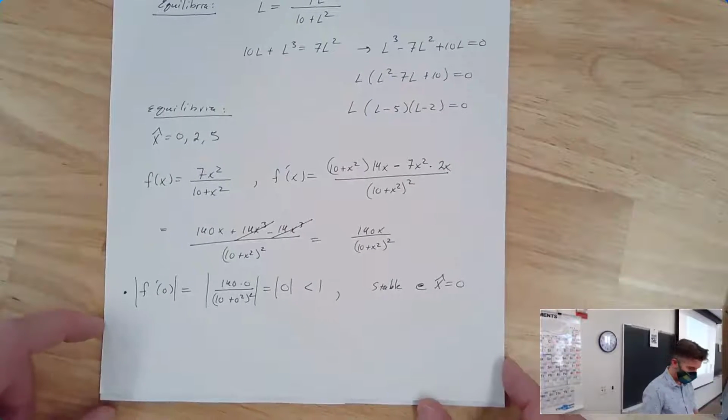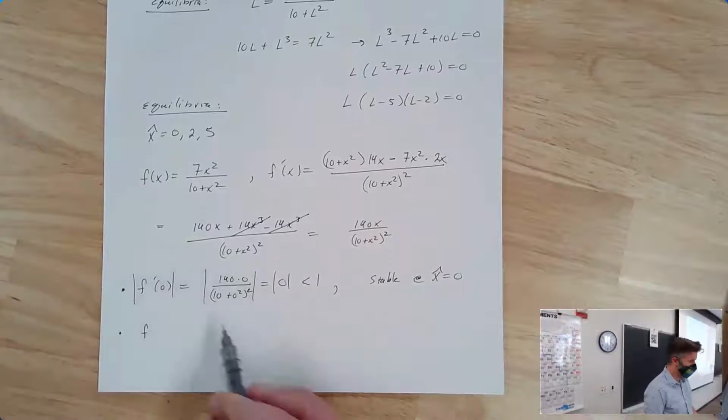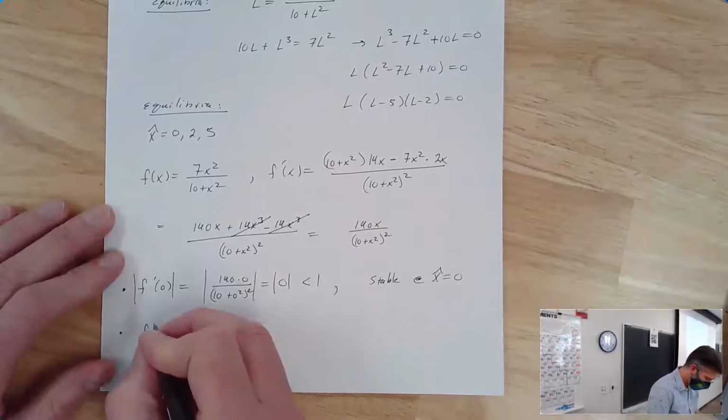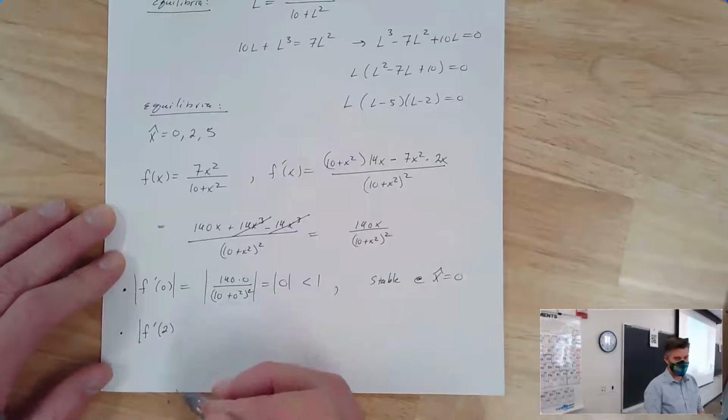All right, let's try another one. I like to write the derivative without the absolute value bars, plug in and get a value, and then at the end put the absolute value bars around it, so that I don't have to write them as I go. So f prime of 2. I just started doing the thing I said I didn't want to do. Oh well.